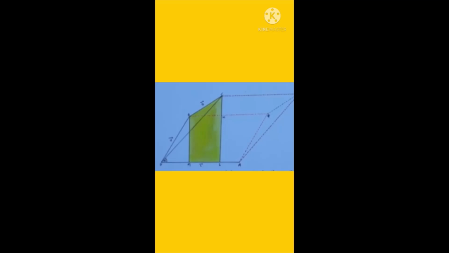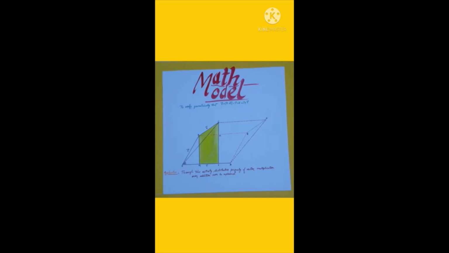Then OA into LN plus NC is equal to OA into BM plus NC. Then OA into BM plus OA into NC. Then area of parallelogram OAQB plus area of parallelogram BQPC is mod of C vector cross A vector plus mod of C vector cross B vector.